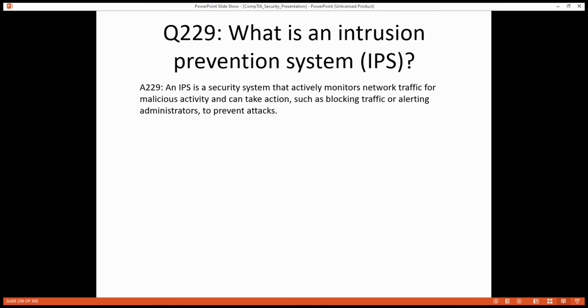Q229. What is an intrusion prevention system, IPS? A229. An IPS is a security system that actively monitors network traffic for malicious activity and can take action, such as blocking traffic or alerting administrators, to prevent attacks.